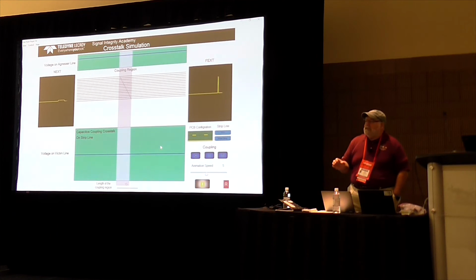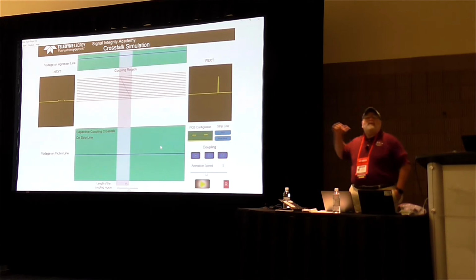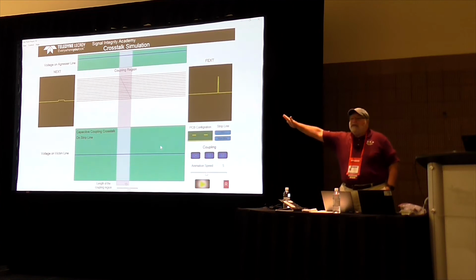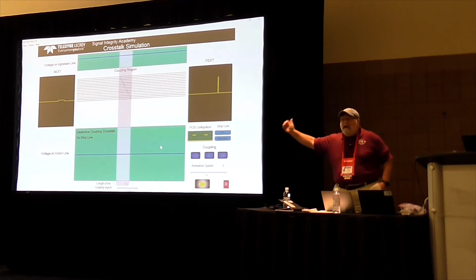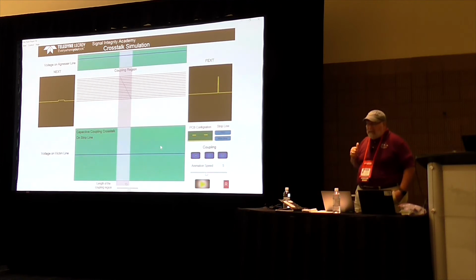Very different signature for the noise, the crosstalk in the victim that propagates back to the source versus in the forward direction. And so to distinguish those two directions, we call the backward direction the near end, near from the source, and the other direction is the forward direction, or the far end, far from the source.